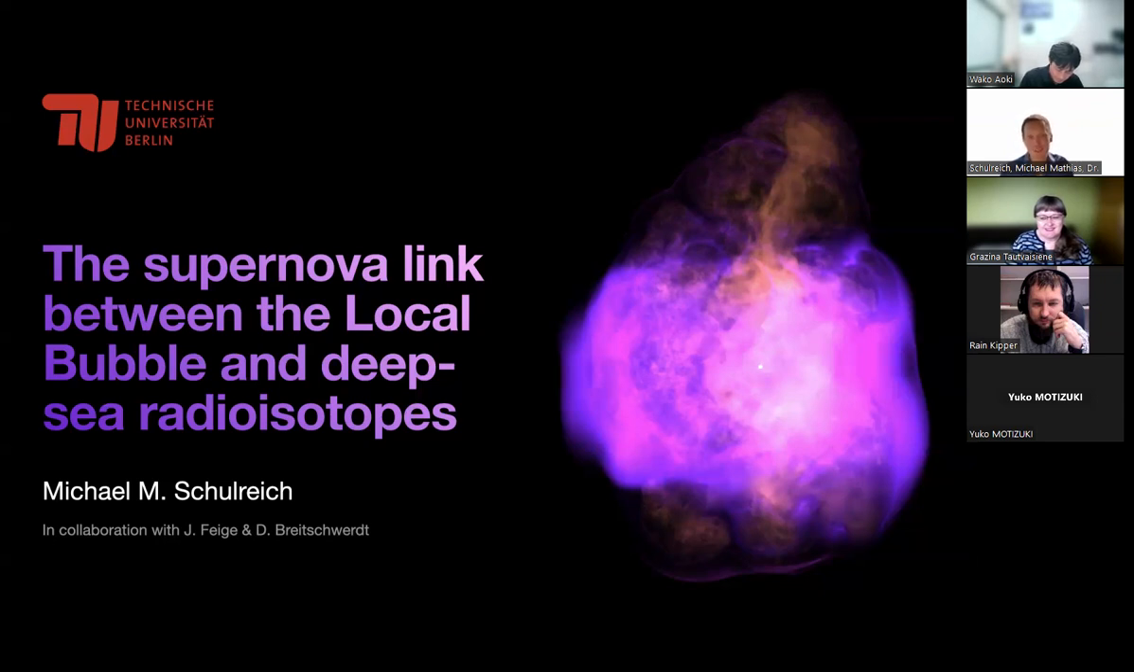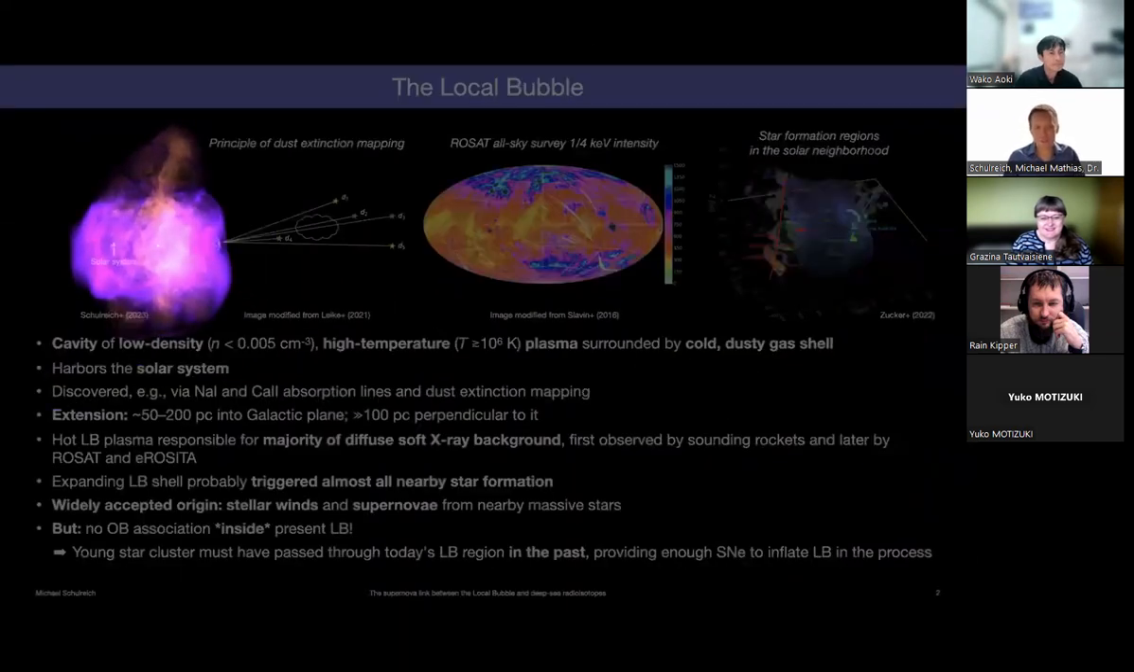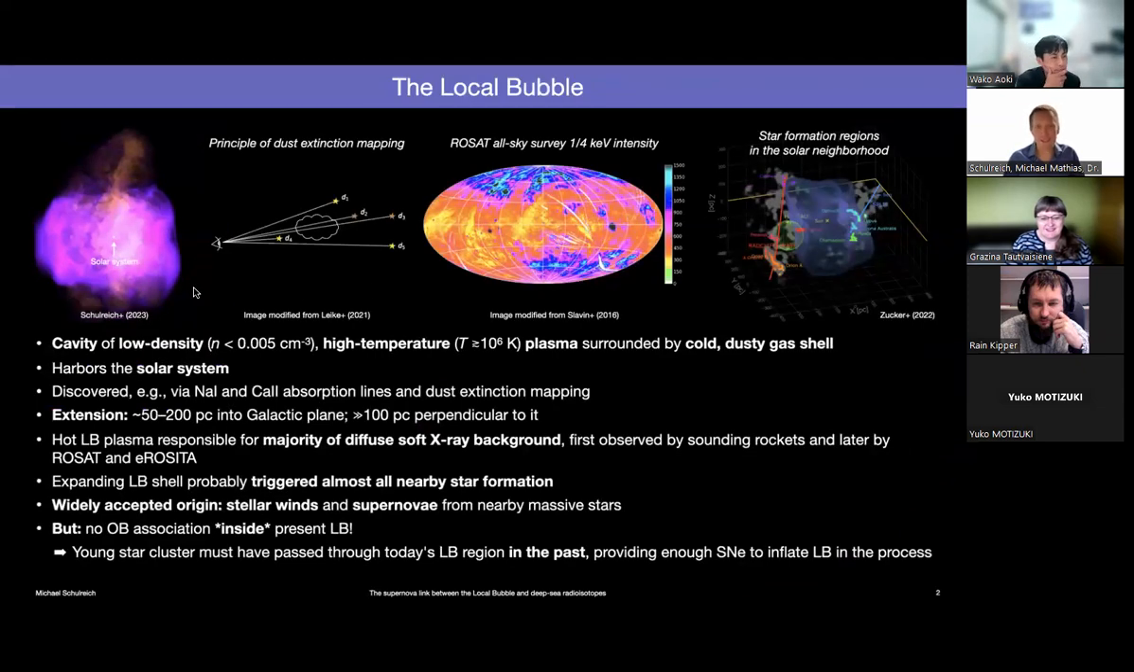As you know, the sun and its surroundings are embedded in a cavity of low density, high temperature plasma, delimited by a shell of cold neutral gas and dust, the local bubble. Its detection was accomplished in a number of ways, including sodium-1 and calcium-2 absorption lines and dust extinction mapping. The idea here is to check whether the light of nearby stars is reddened and extinguished by the presence of a dense and dusty obstacle, such as the outer shell of the local bubble, or whether it contains the said absorption lines, and if so, with which equivalent width.